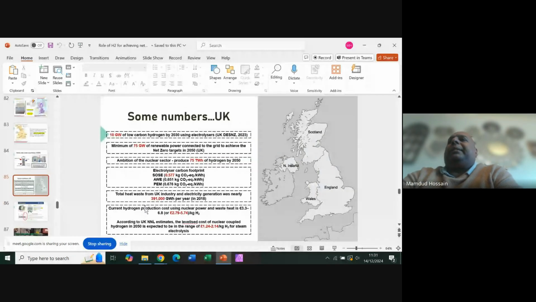And these are some numbers to quote in terms of understanding how we can produce hydrogen from electrolysis. The UK target is to produce 10 gigawatts of low carbon hydrogen by 2030.